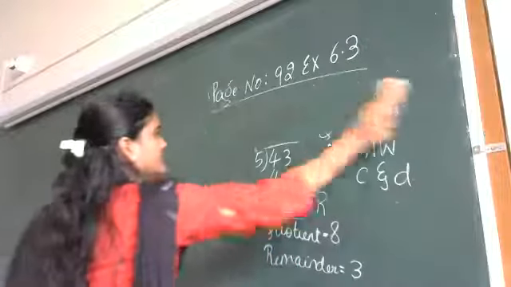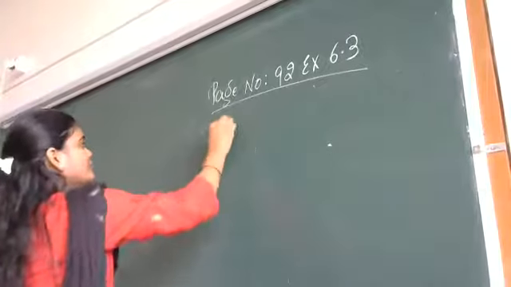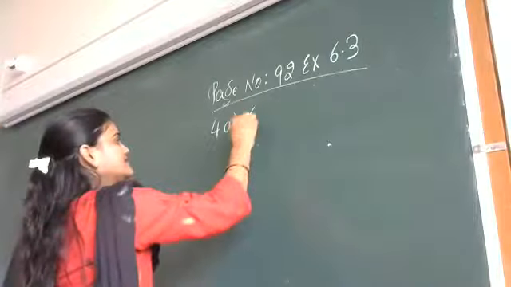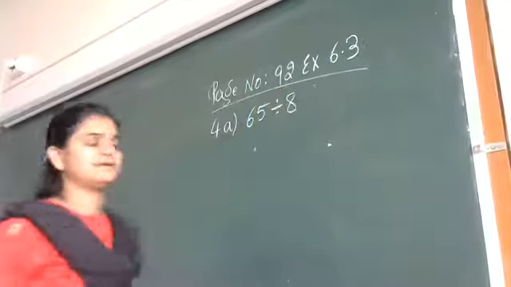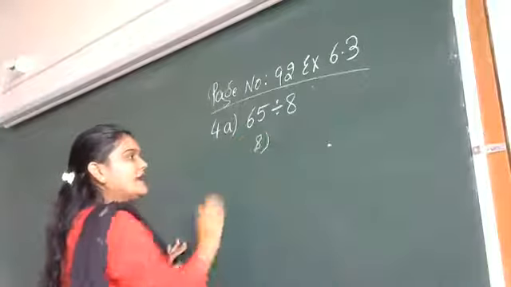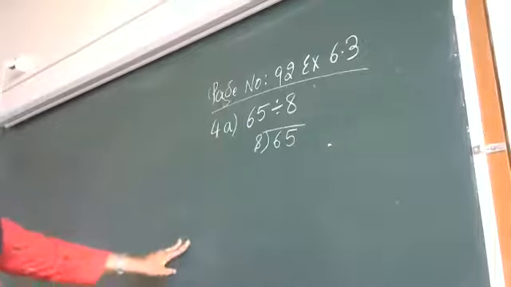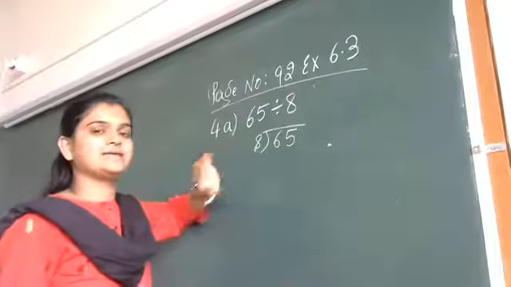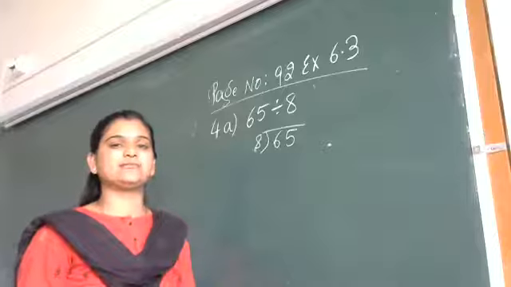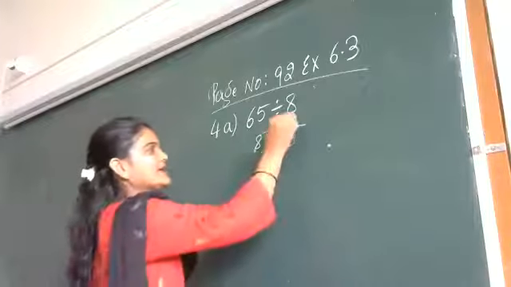I will solve one. Yes, fourth question. First one, 65 divided by 8. Okay? Can you help me how to solve this division process? 8 outside the bracket is the divisor and 65 is the dividend. Can you divide 6 by 8? No. So you will have to include both the numbers, that is 65. How will you divide 65 by 8?